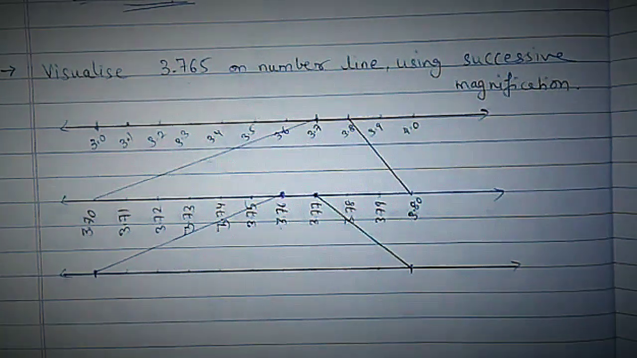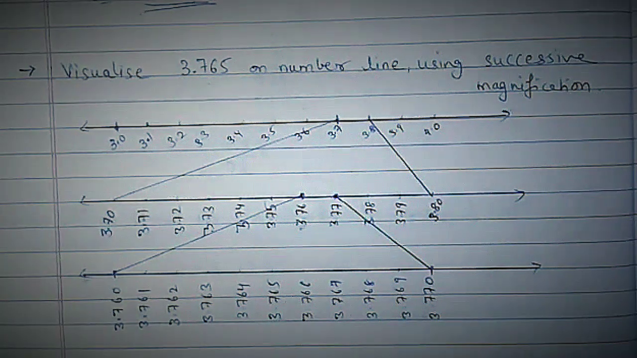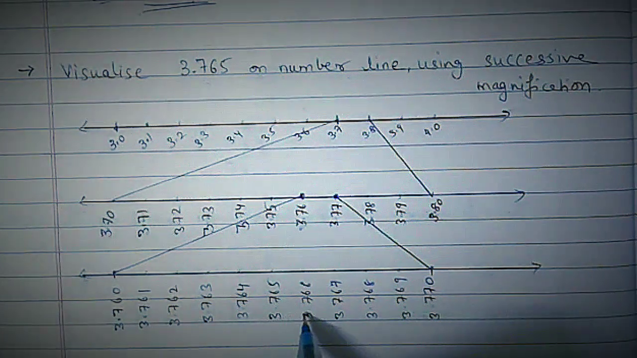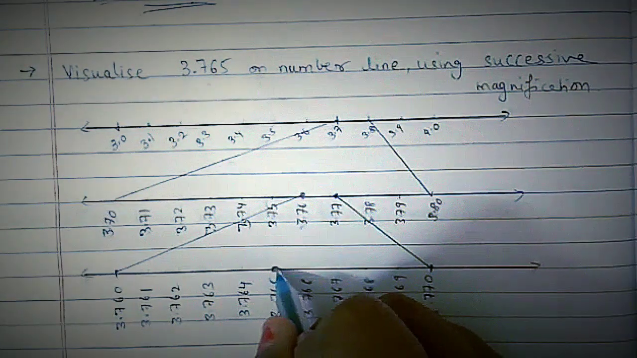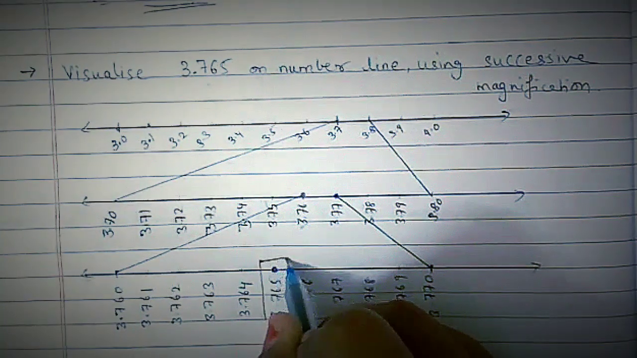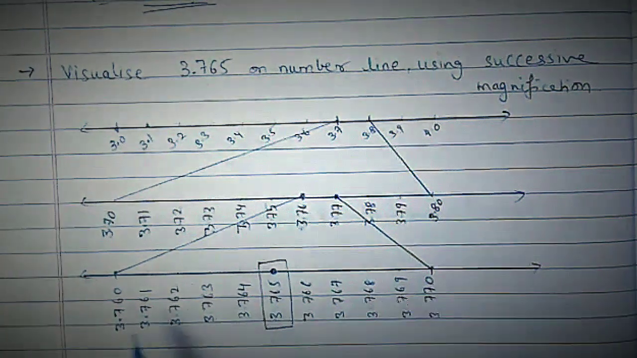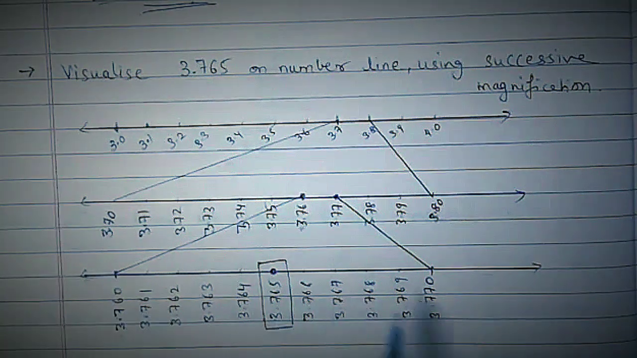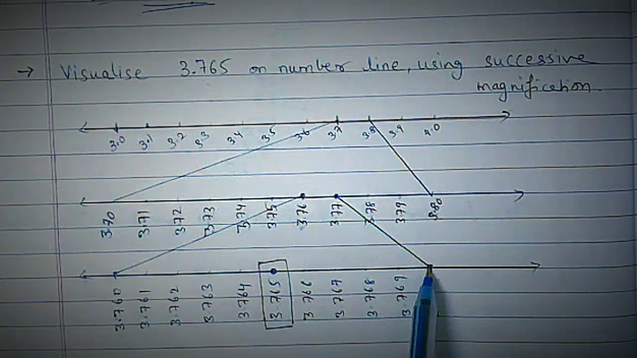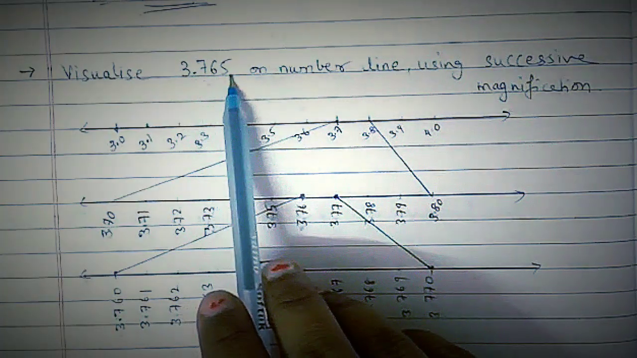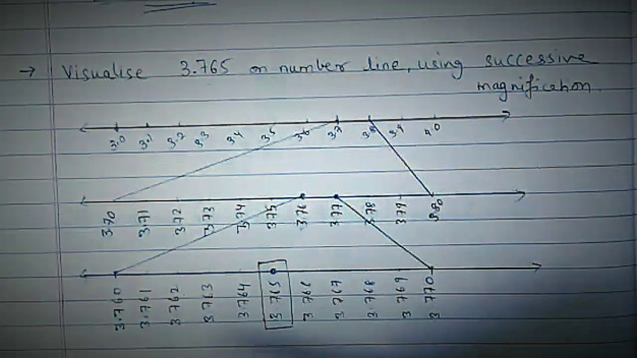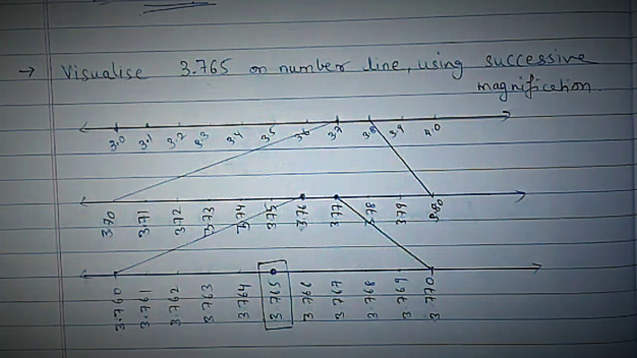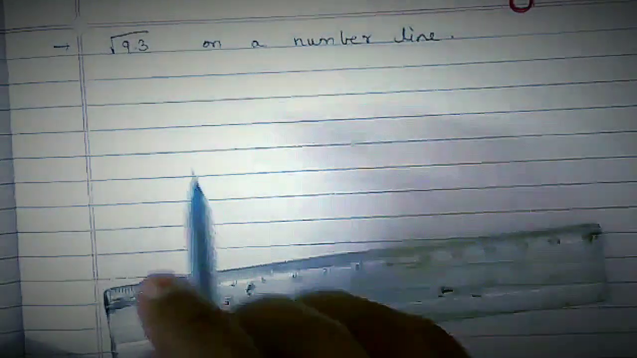So let me write it down. Yes, I have written it in the proper way, in proper order. You can see here we have got 3.761. So this is the required point. It lies between 3.760 and 3.770. Further, suppose we have only 3 digits after the decimal, but if you have 3.7652, you can do further successive magnification.